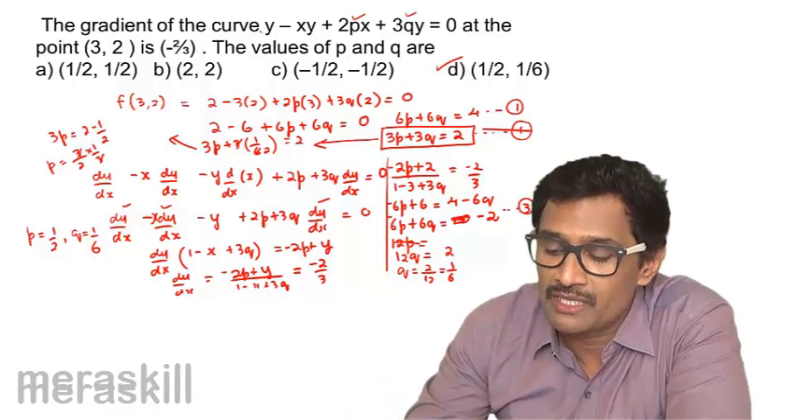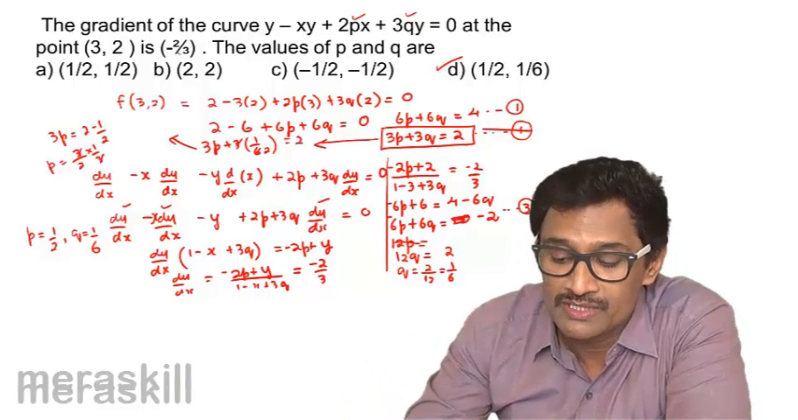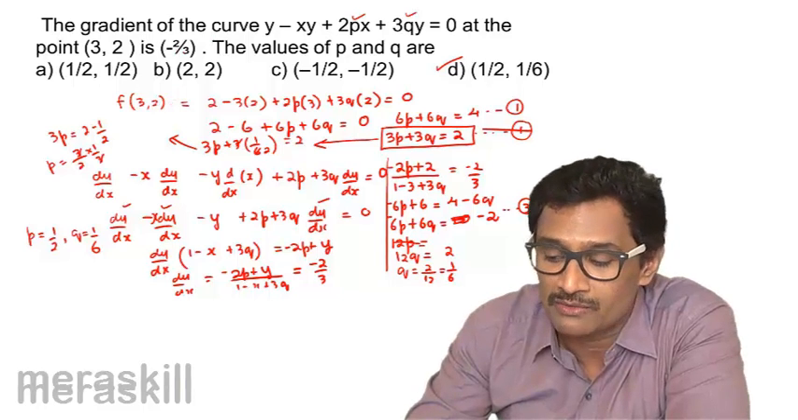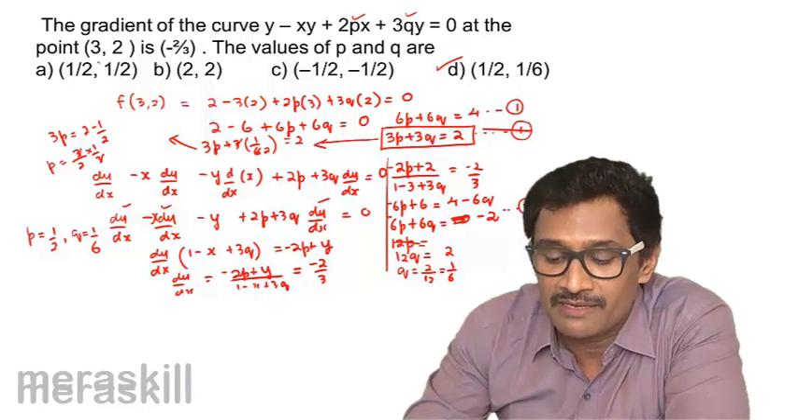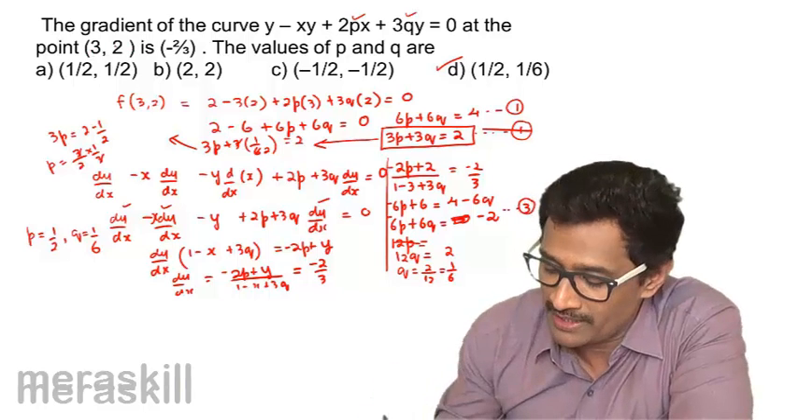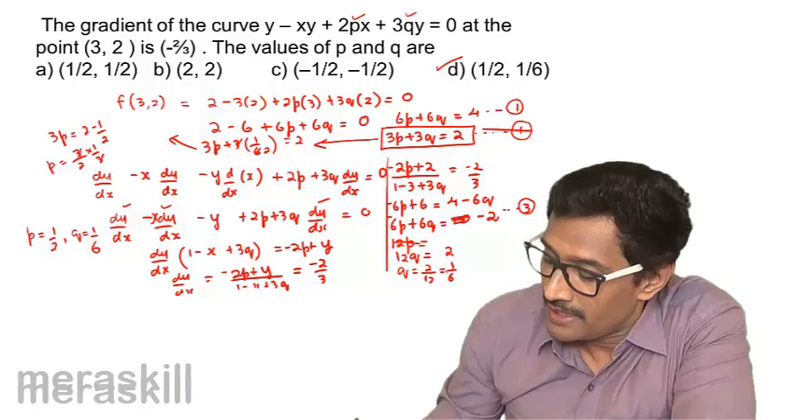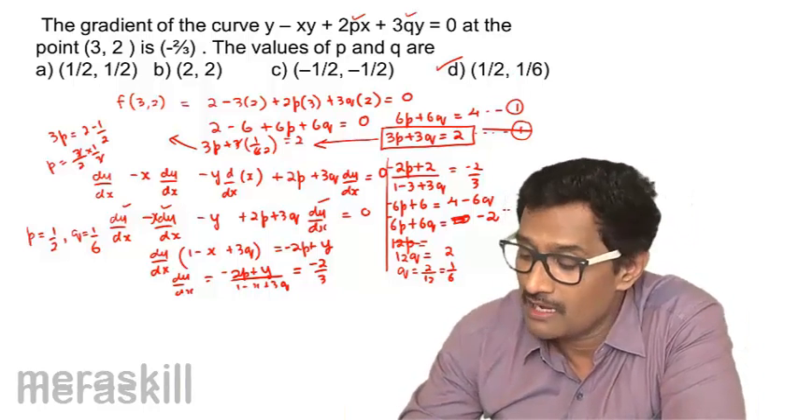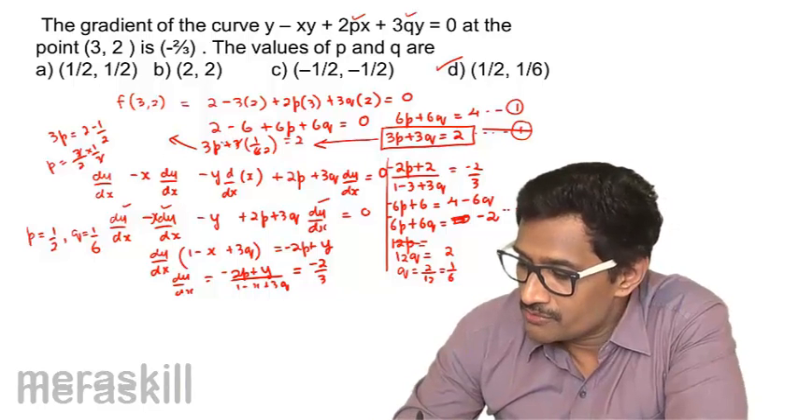Then we do the usual thing, find the derivative and use this particular condition that the value of the derivative is minus 2 comma 3 when dy by dx has x as 3 and y as 2, which we did over here. And we get q as 1 by 6 and p as half. I'm sure this should be the answer.